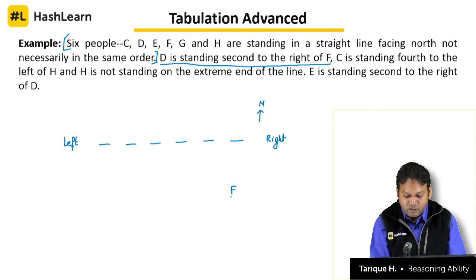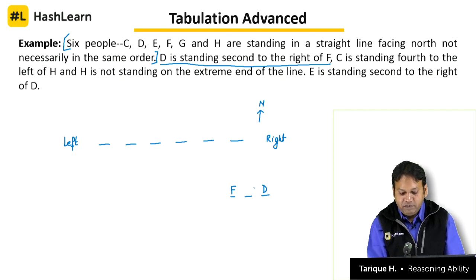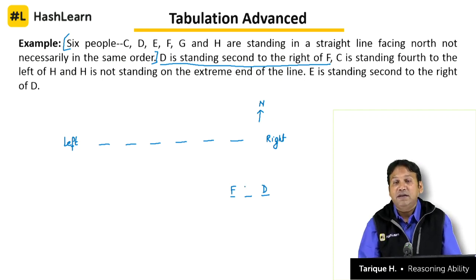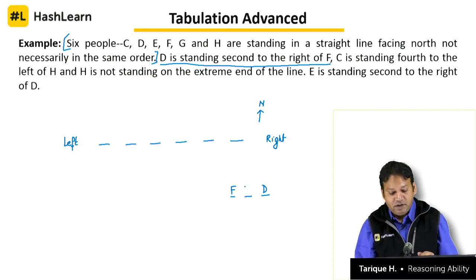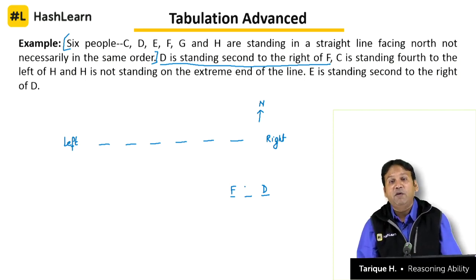So if I take F here, first right, second right, D, there will be a gap of 1 position between F and D going towards the right of F. That's one thing. Later on we will find out how to place this in the diagram and get the answer.